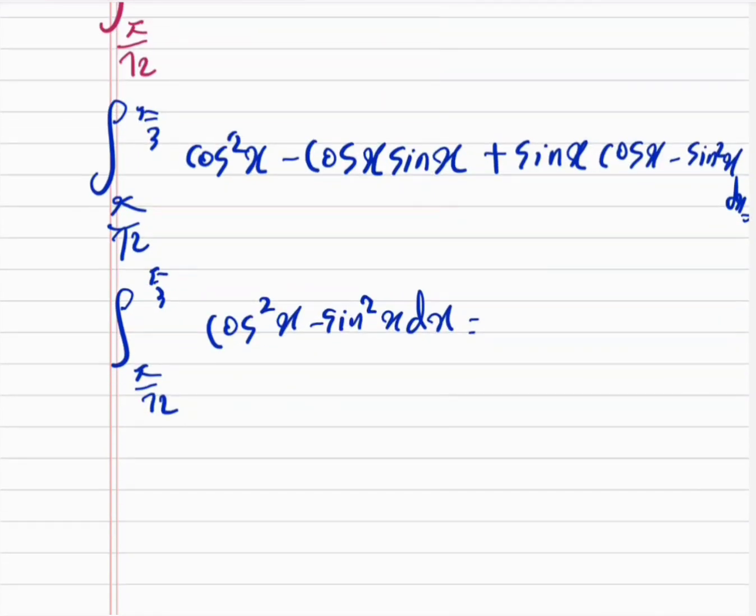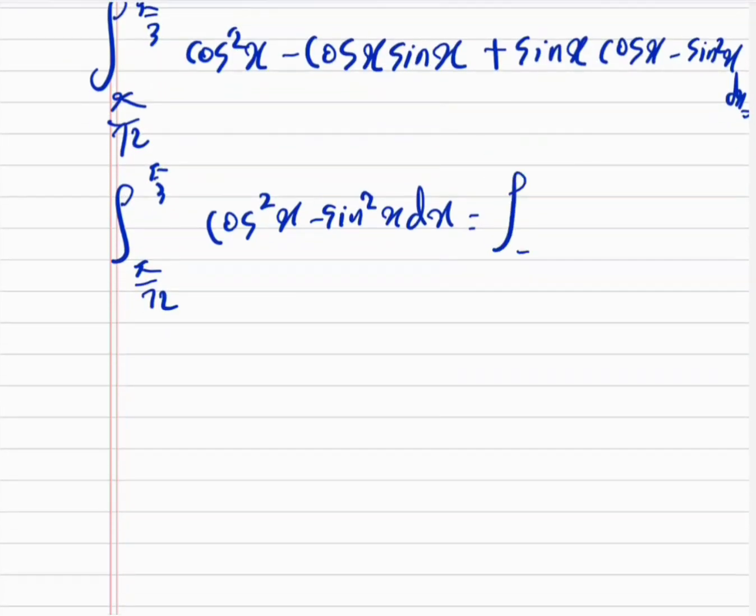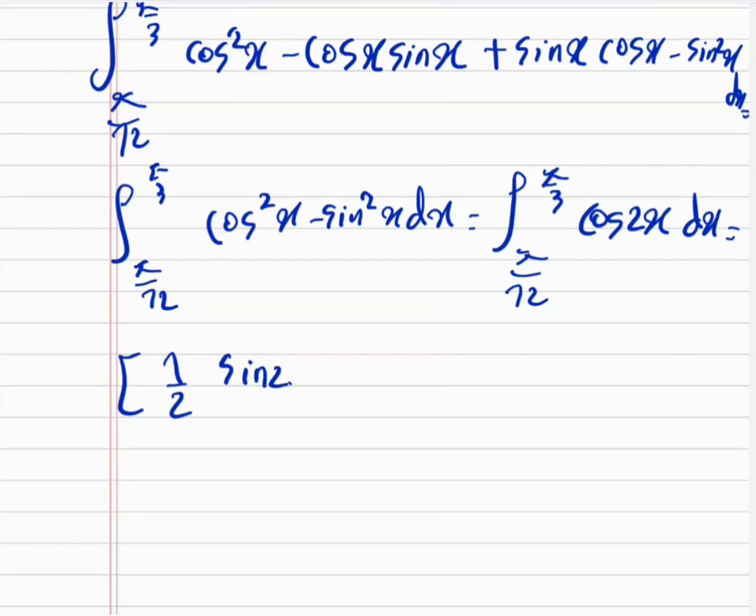Now remember that this is one of the double angle formulas. So cos squared x minus sin squared x is simply equal to cos 2x. So that's very helpful because we can integrate this very easily. So we have the integral of cos 2x, and that is equal to a half times sin 2x. So we first write the reciprocal of the coefficient of x, and then we integrate cos, which is just sin.